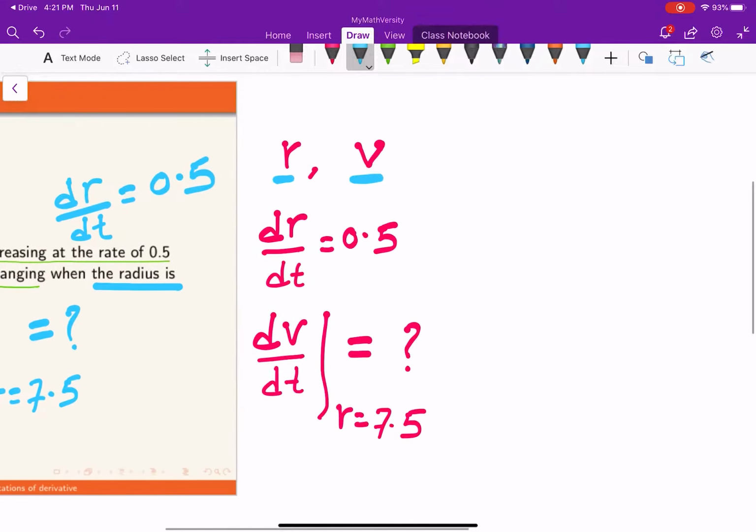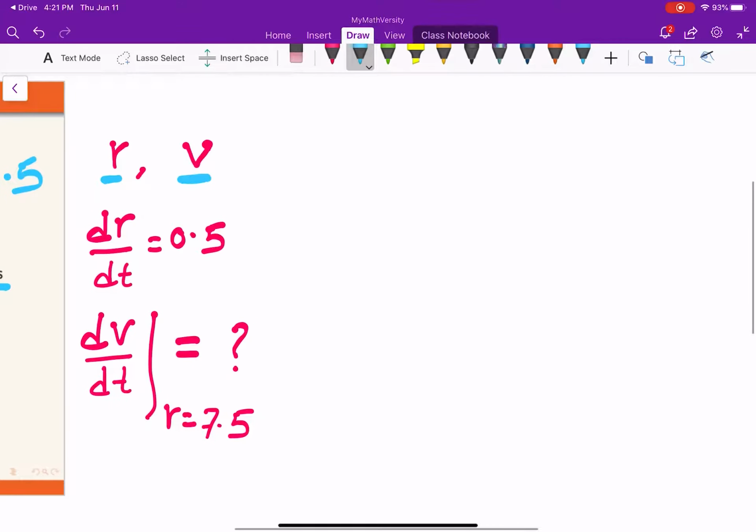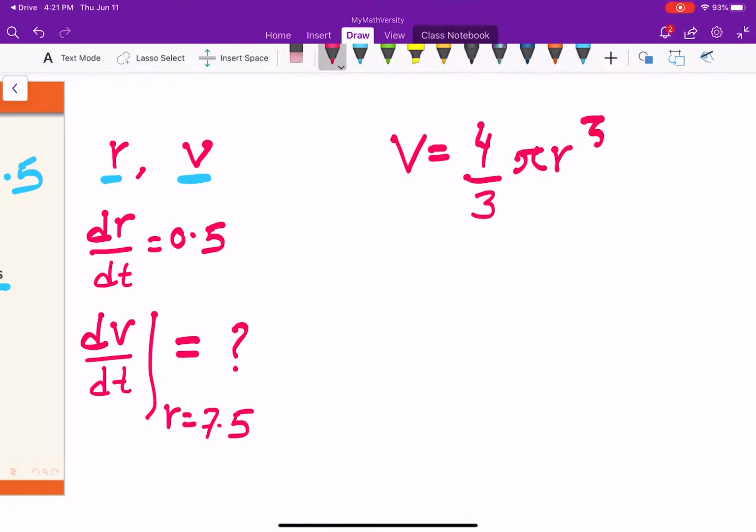In that case, what is the volume of the sphere? Is there a formula that connects the radius and v? I believe you know the formula, which is v equals 4/3 pi times r cubed. This is the volume of the sphere. In this case, you can see that the volume and the radius are related to each other, right? So this is the relationship between the variables.